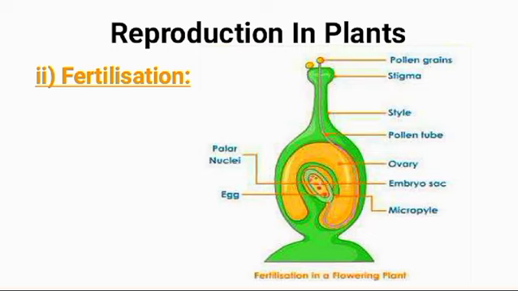Fertilization. The process of fusion of the male and female gametes to form a zygote is called fertilization. After fertilization, the zygote develops into an embryo. The ovule then develops into the seed and the ovary develops into the fruit.